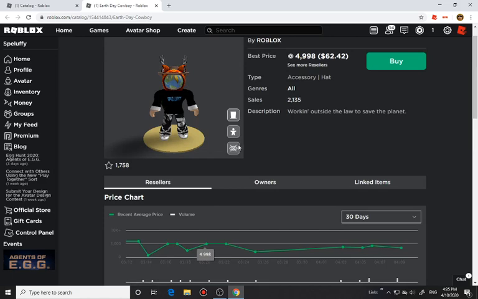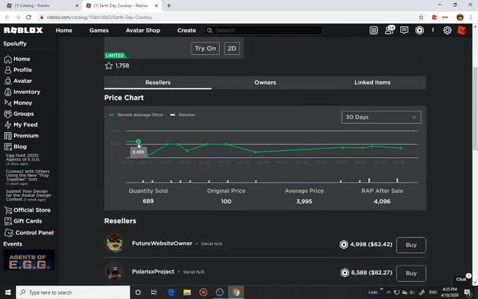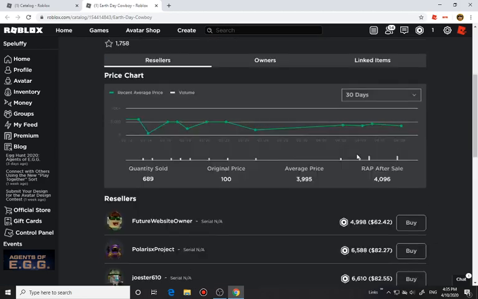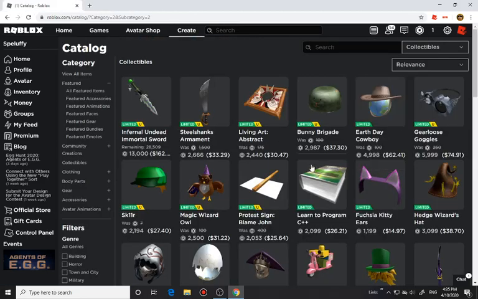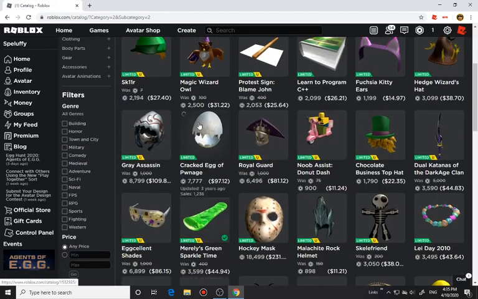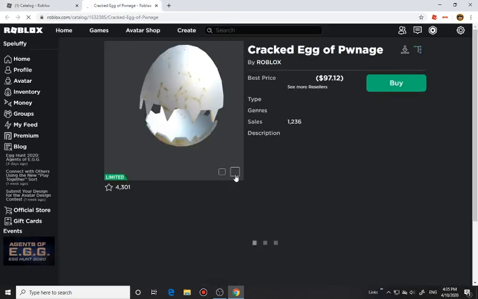Yeah, not a lot of sales. You can see it, and oh my god, my computer's starting to lag because of this. You can definitely see it even got lowballed to 699, bro. Yeah, you can definitely see that. This is not a good item. Nope, not a good item at all. Let me show you another example of one that is not so good. This one is not good either. A Cracked Egg of Pawnage.